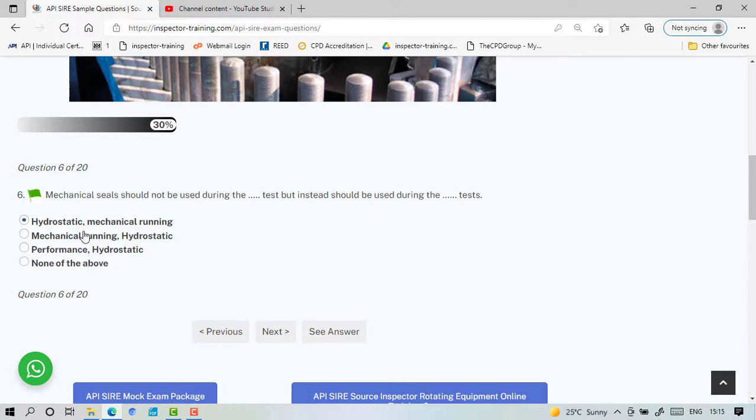So you use a slave seal during the hydro test and the actual seal to be used during the mechanical running test, because that is the purpose of the mechanical running test, to run during the normal operation, not during the hydro test, which is 1.5 times the normal pressure.